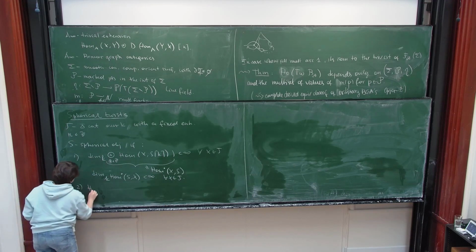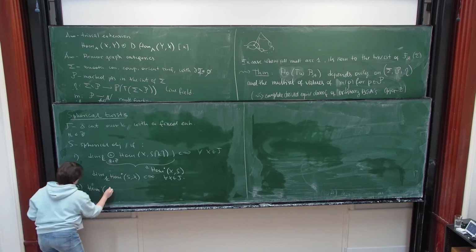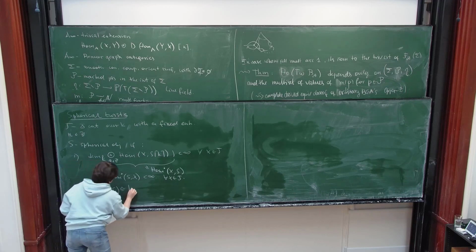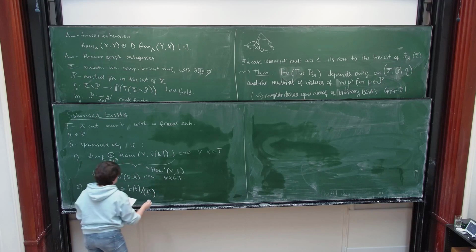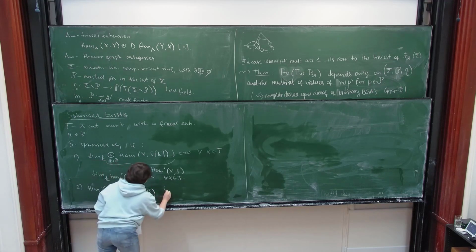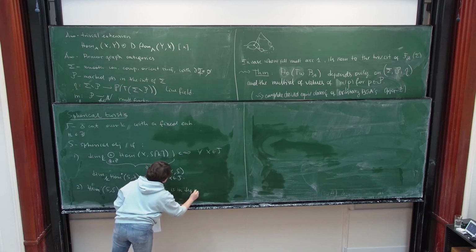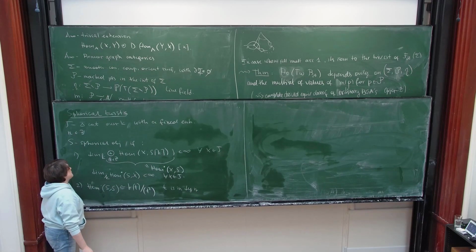Then the second condition is that thing I mentioned about the sphere. So this is two-dimensional, and t is in degree n. So this is an isomorphism of algebras.